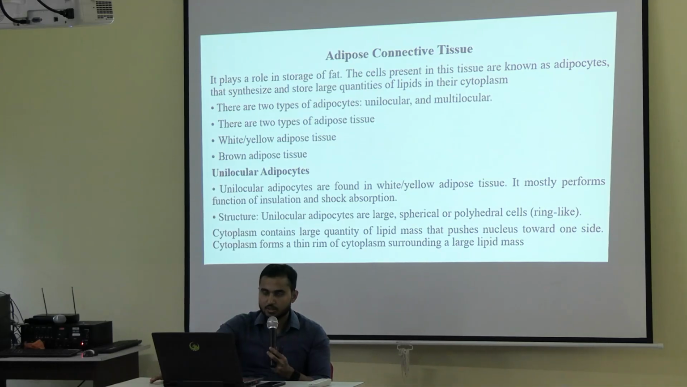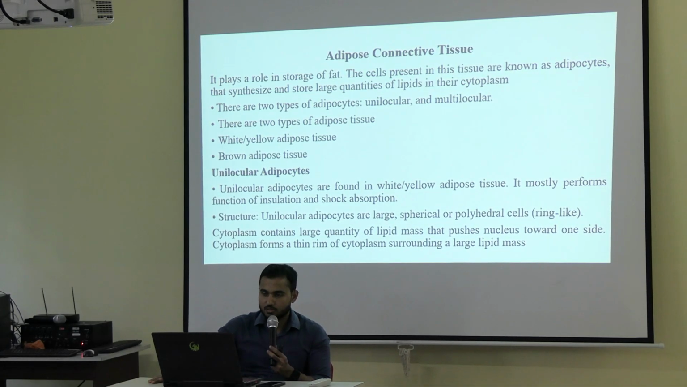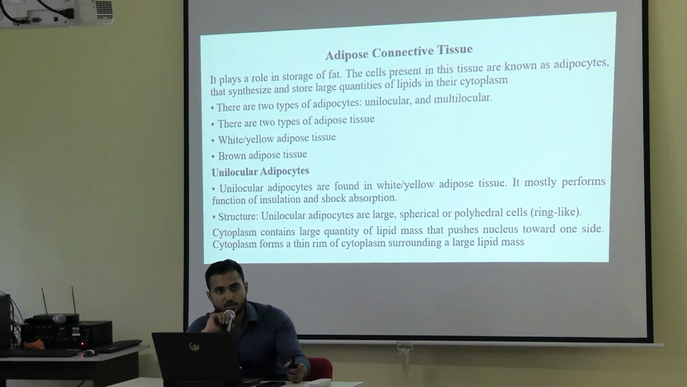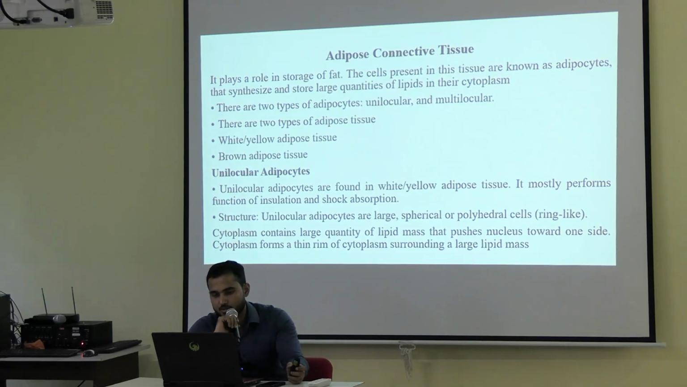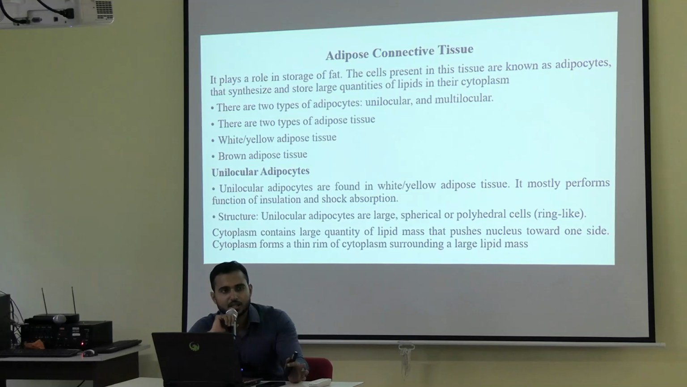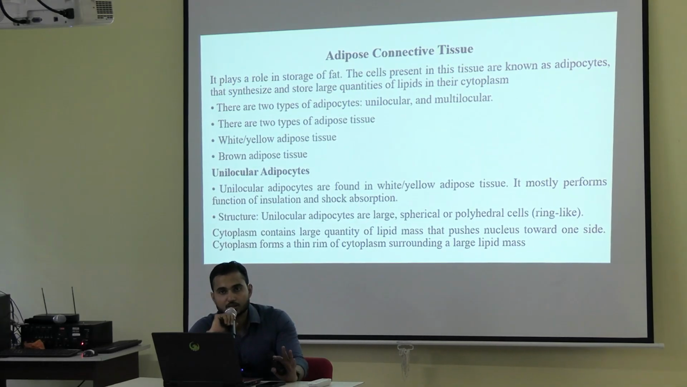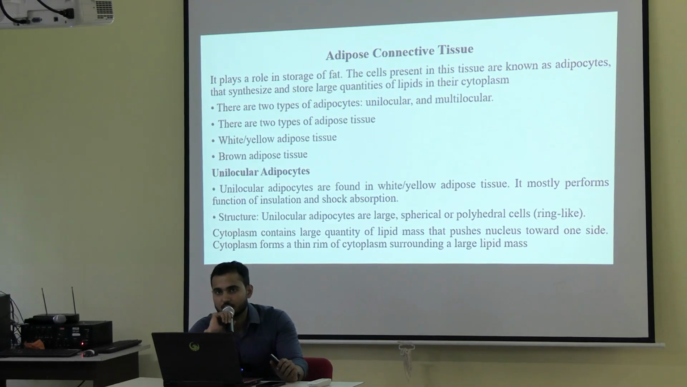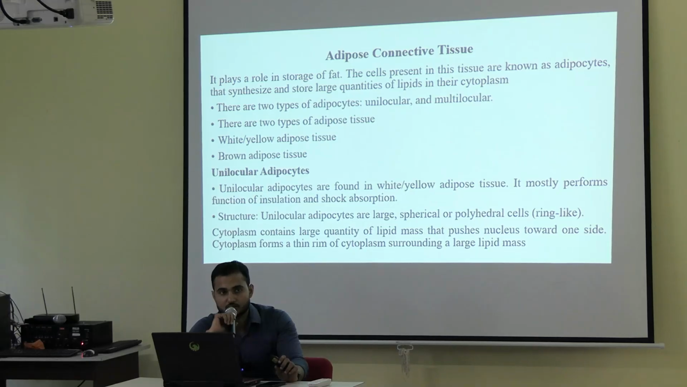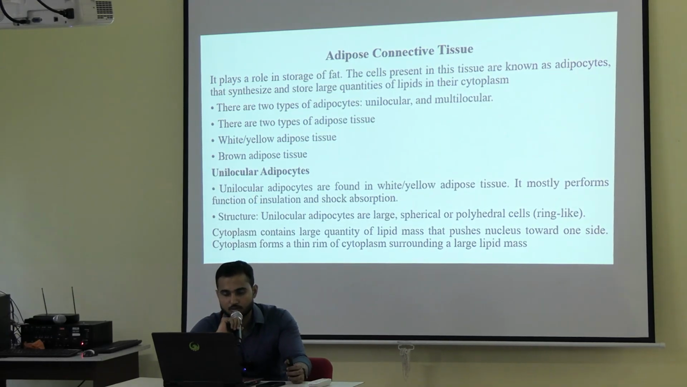As simple as that. Now, two types of adipocytes are there, as you can see: unilocular and multilocular adipocytes. Next, the adipose tissue again is of two types: yellow or white adipose tissue and brown adipose tissue. Brown adipose tissue is mainly found in newborn babies. And the function of brown adipose tissue is thermogenesis, to produce heat. That is the main function of the brown adipose tissue.